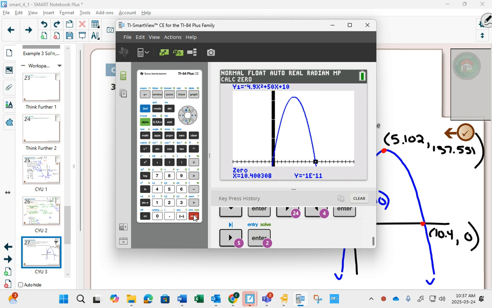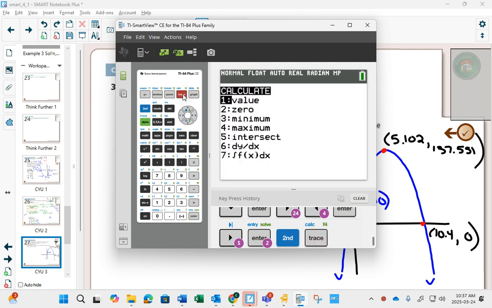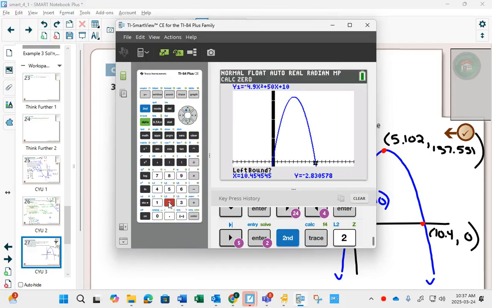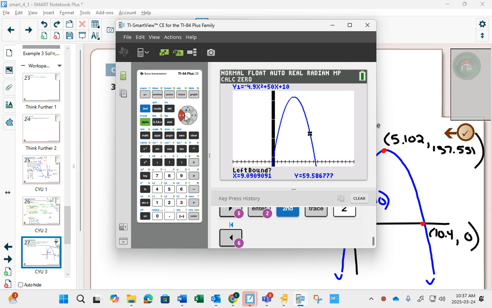10.4, comma, this e to the minus 11 is like decimal 0.00000, like 10 zeros and then the 1, which is basically 0. So interpreting that as well. And we could find the other one, second, calculate, 0, number 2, but this time we have to move our cursor.